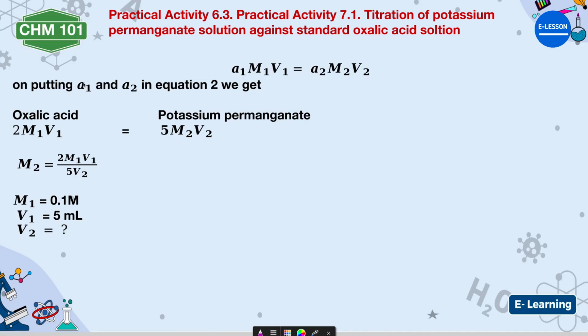If you put in the value of A1, we said A1 is 2, A2 is 5, into this equation. So it means wherever we see A1, we put 2. Wherever we see A2, we put 5. So this will give us 2 M1 V1 is equal to 5 M2 V2. Is that okay?